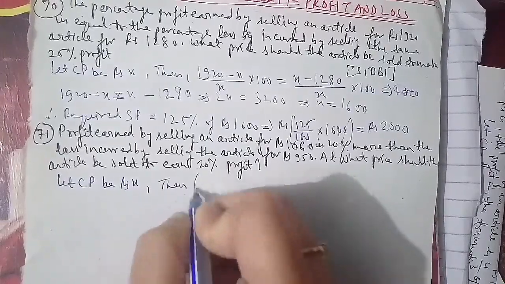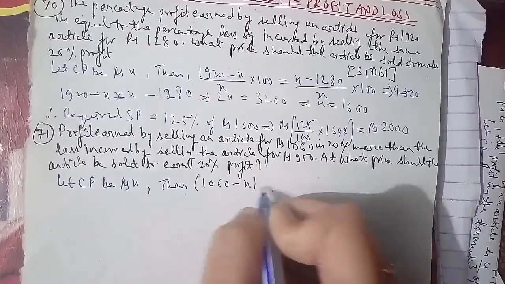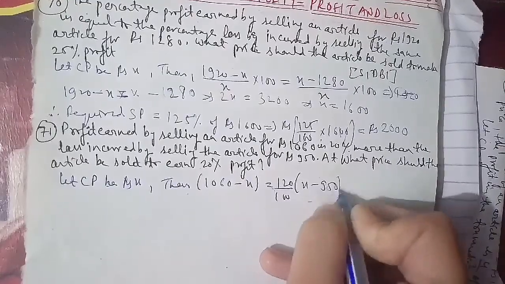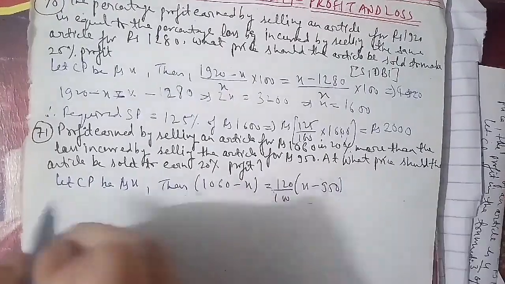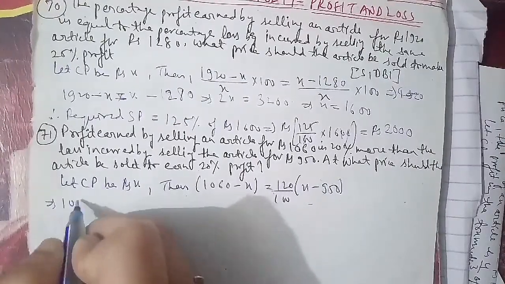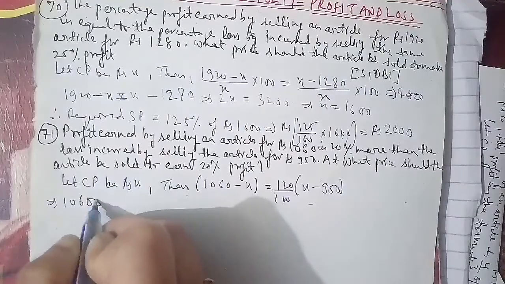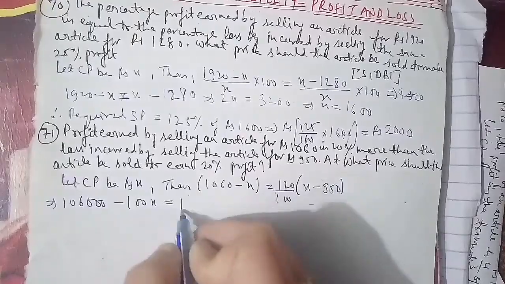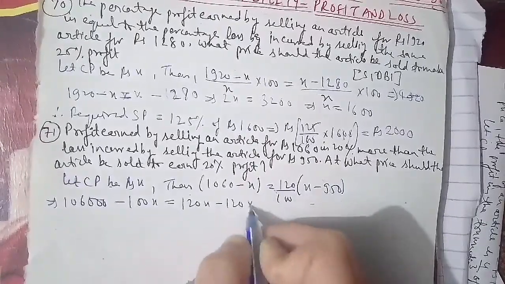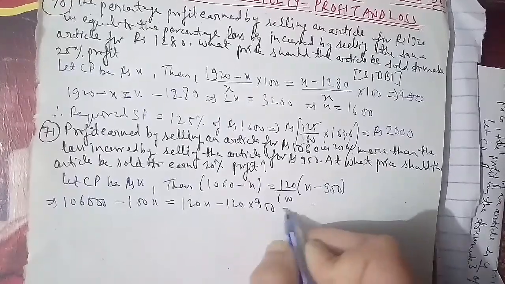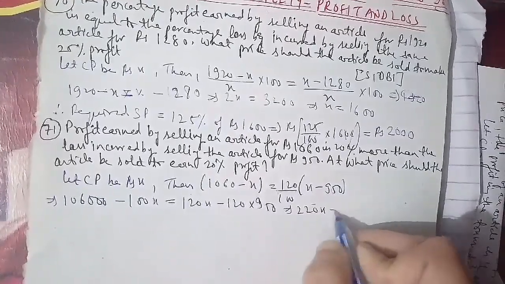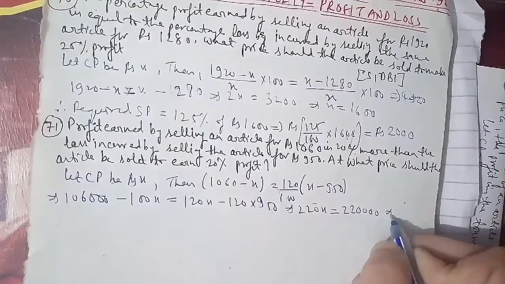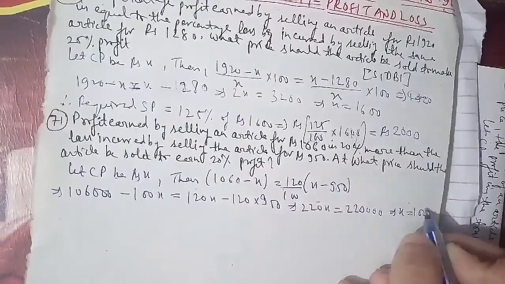Then 1060 minus X equals 120 upon 100 into (X minus 950), which further gives 1,06,000 minus 100X equals 120X minus 120 into 950. So 220X equals 2,20,000, which means X equals 1000.